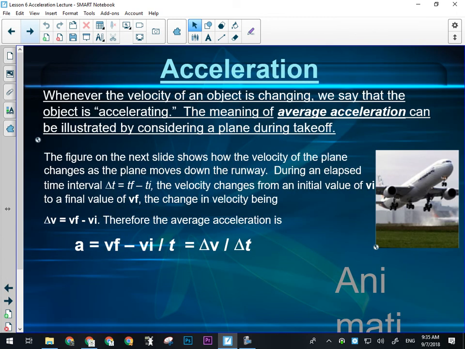As I said before, the strict definition of acceleration is whenever the velocity of an object is changing, we say the object is accelerating. The meaning of average or uniform acceleration is best illustrated by a plane as it's taking off. A plane accelerates far more uniformly than a car does. Why is a car not a good example of uniform acceleration?